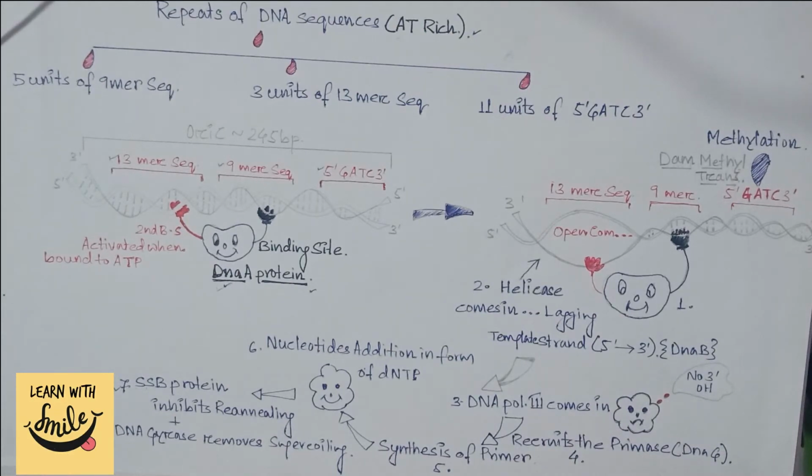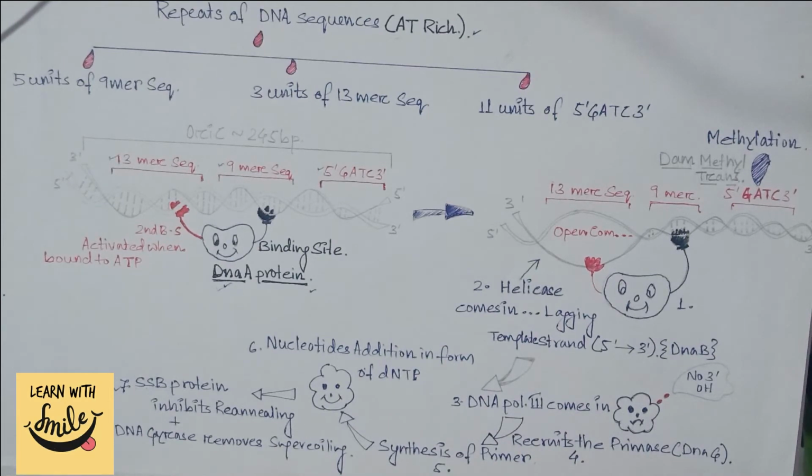DnaA protein can interact with the 13-mer sequences only when ATP is bound to it. After interacting with the 13-mer sequences, an open complex is formed. Along with the formation of the open complex, it is very important that methylation of the adenine residue present in the GATC sequences is achieved. Now, with all these prerequisites done, there comes another enzyme known as helicase, which is responsible for the melting of the double-stranded DNA. With the double-stranded DNA being melted, there comes DNA polymerase.